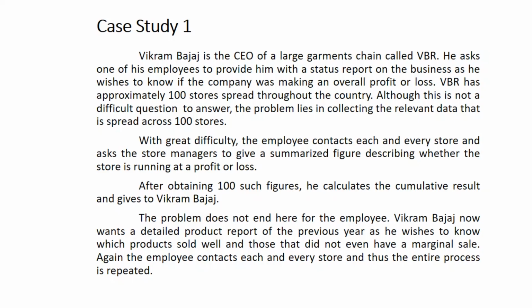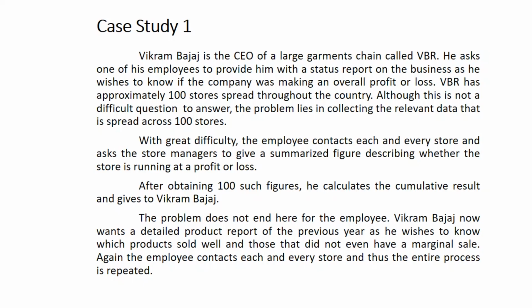VBR has approximately 100 stores spread throughout the country. Although this is not a difficult question to answer, the problem lies in collecting the relevant data that is spread across 100 stores. With great difficulty, the employee contacts each and every store and asks the store managers to give a summarized figure describing whether the store is running at a profit or loss. After obtaining 100 such figures, he calculates the cumulative result and gives it to Vikram Bajaj.